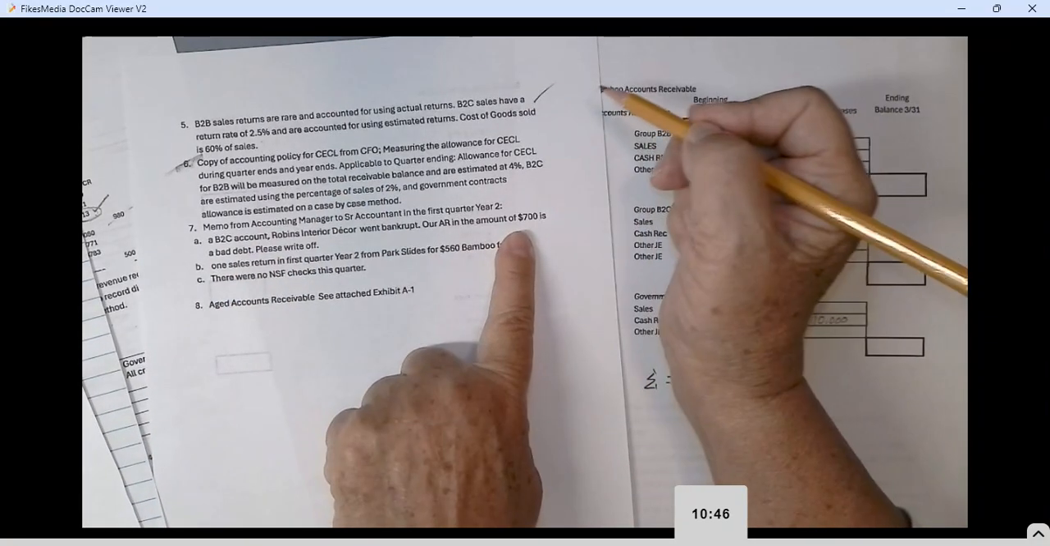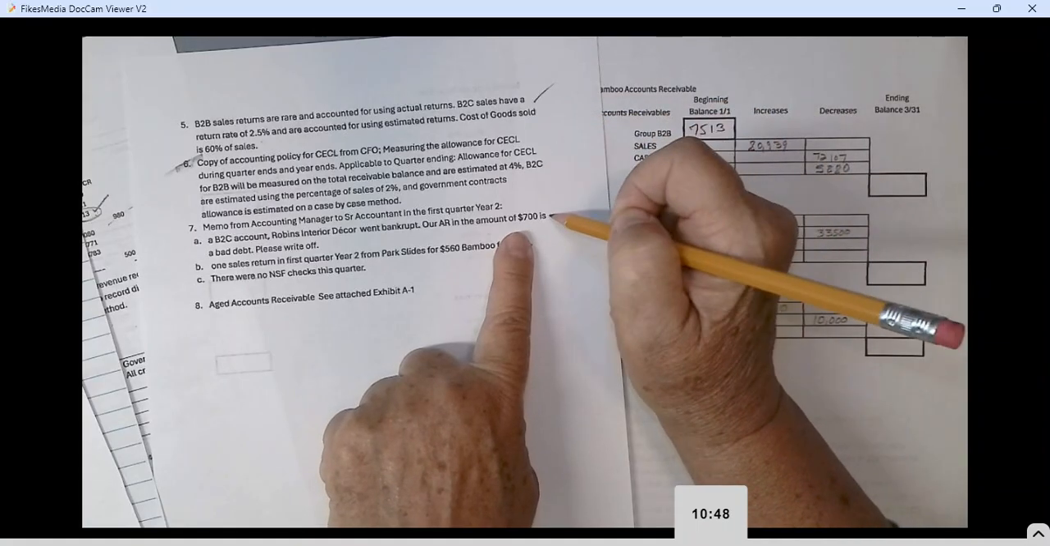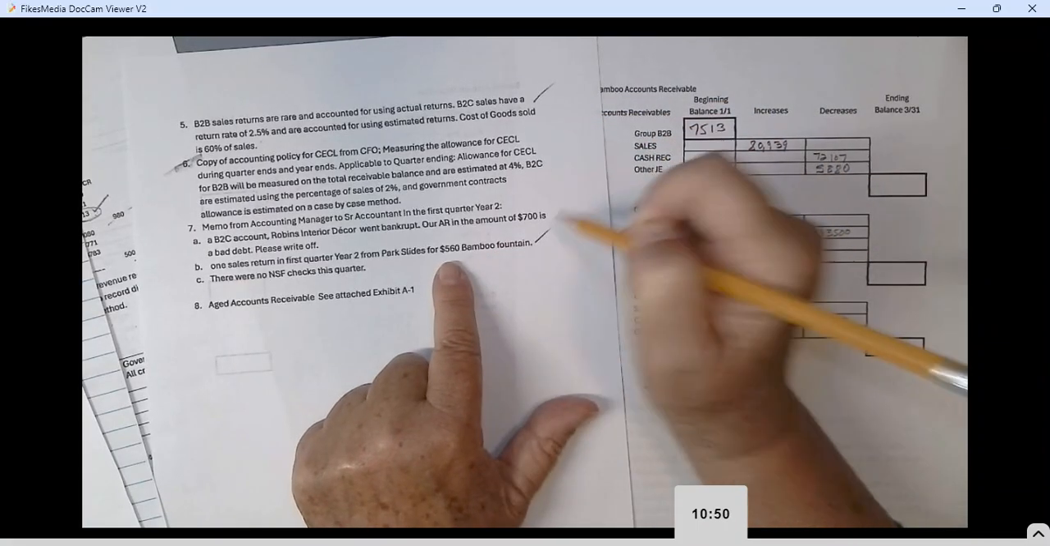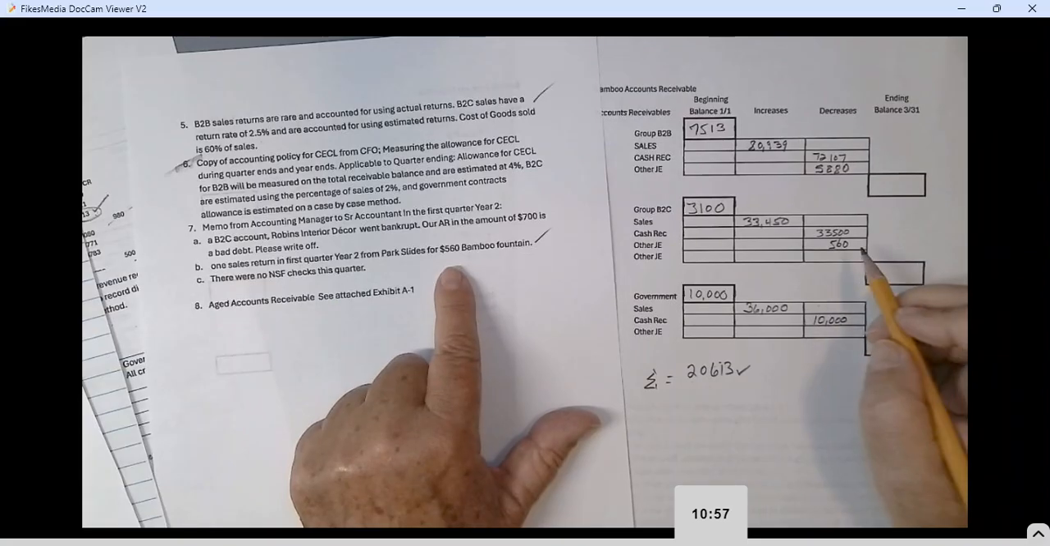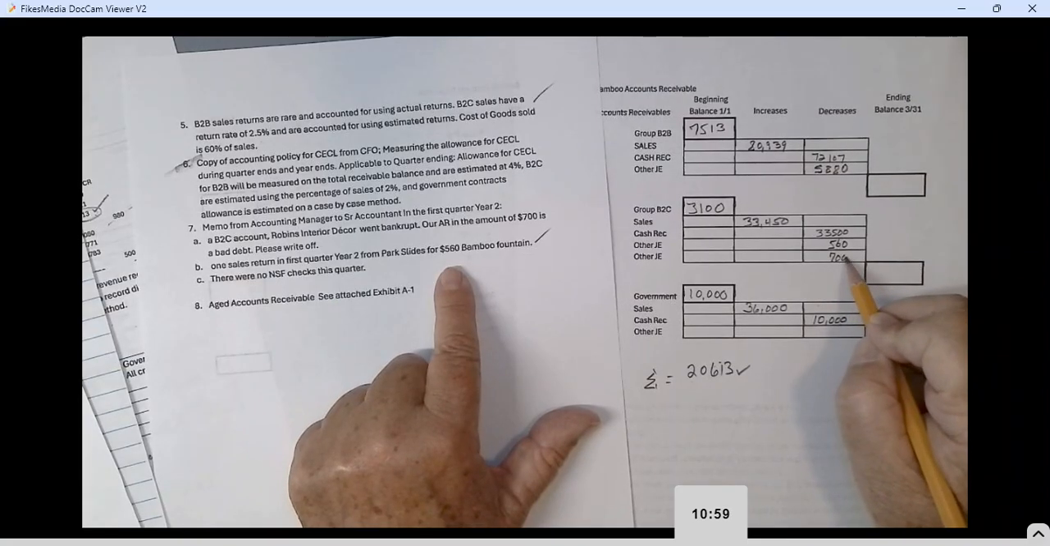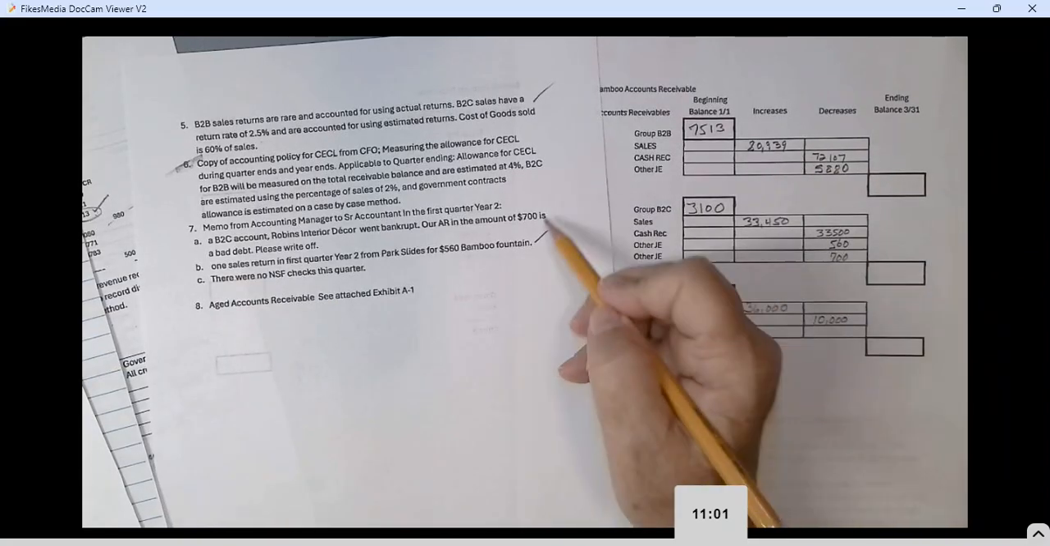Okay, so the actual sales return did not affect accounts receivable. What did was when he actually returned it. So 560 when he returned it. And $700 for a bad debt. So the bad debt is written off. Anything else? NSFs were zero.